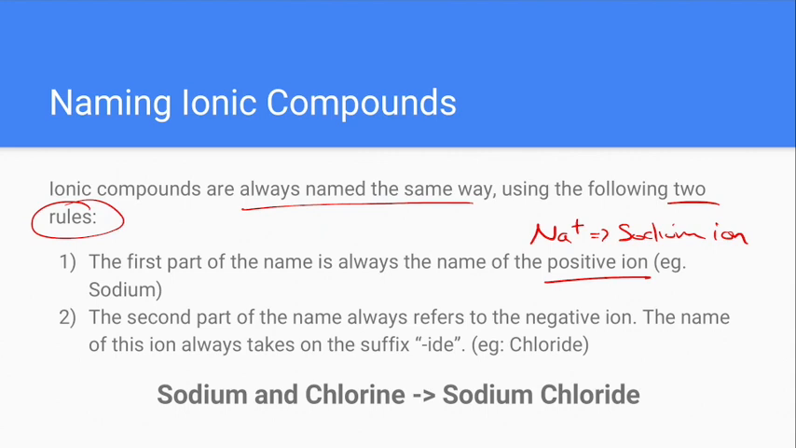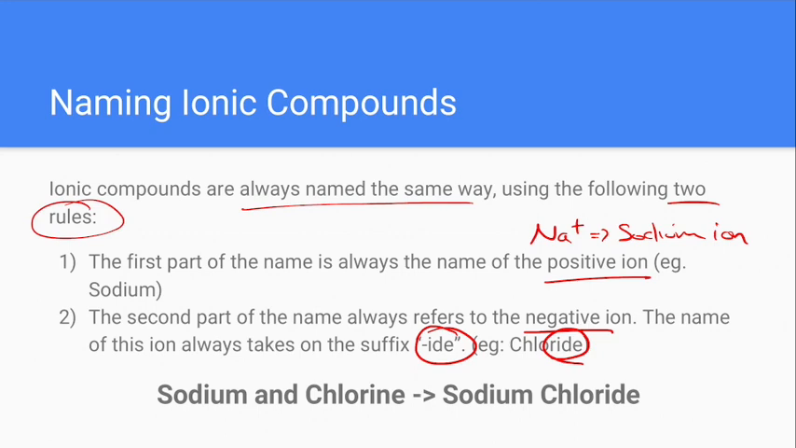This is always going to go first. The second part of the name is always the negative ion, which makes sense. The first part is positive, the second part's negative. But the difference here is that the second part, the negative ion, we always change the end of it. We always add "ide" to the end of it. So for example, chloride, you can see the IDE at the end here.